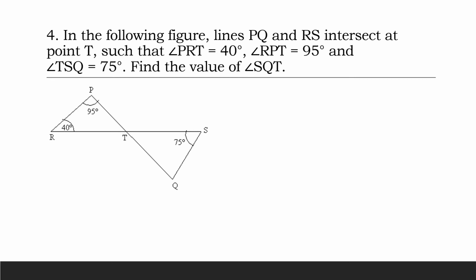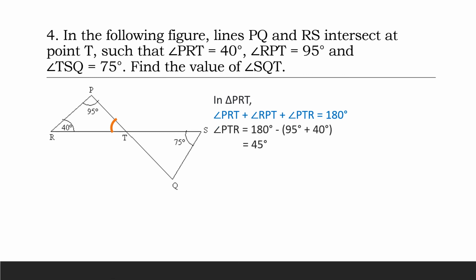So look at the figure, PRT, the small triangle. In triangle PRT, sum of the angles equal to 180 degrees. We know two angles, 95 degrees and 40 degrees. So substitute that, we'll get 180 minus (95 plus 40), that is equal to 45 degrees.